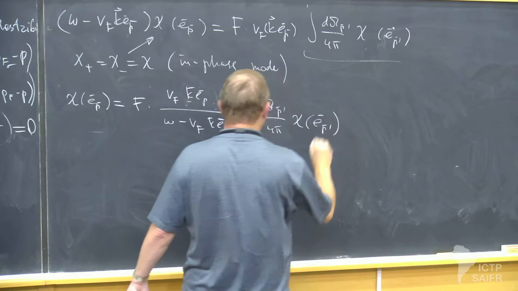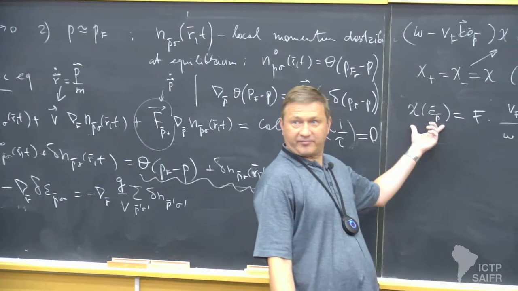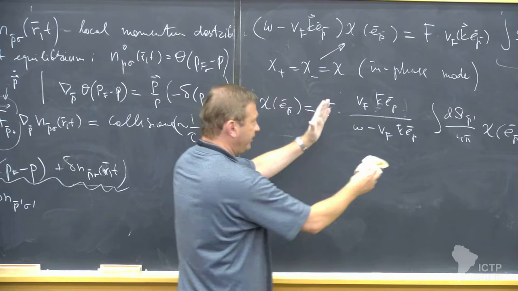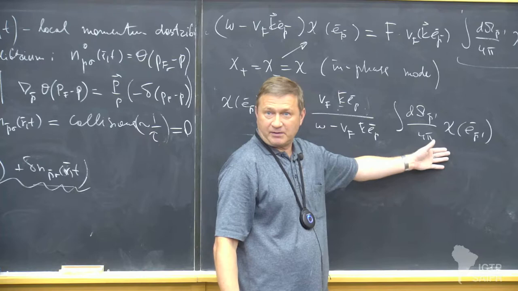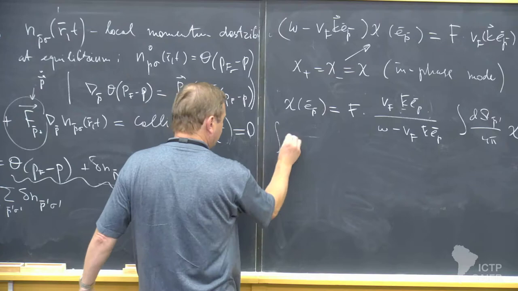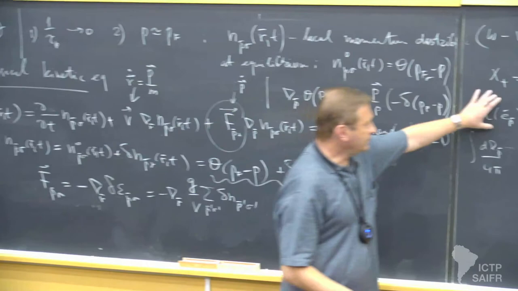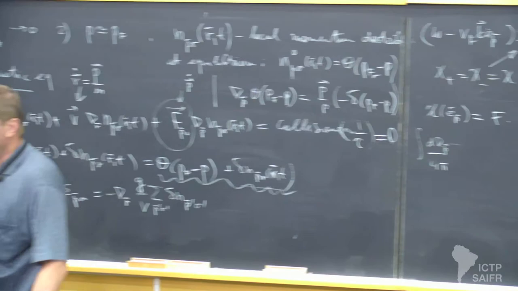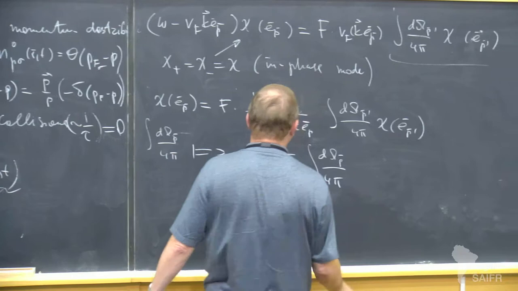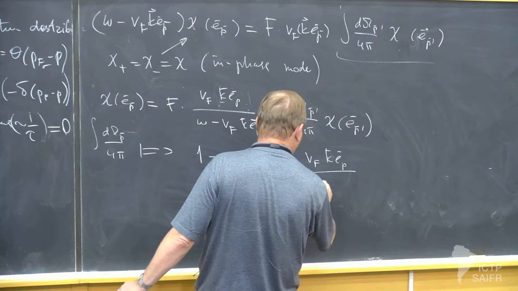Now if I integrate over the direction of p over 4 pi, I will get the same integral, so of course I have to integrate this one on the right-hand side. But this is a number. It is the same number as I would get here, and I cancel it, assuming that this is non-zero, because otherwise it makes no sense. So you just integrate d omega p over 4 pi on both sides. The integral cancels because it doesn't matter how we call it, p prime, p, p double prime or q, whatever. And the equation that you get in the end is 1 equals F integral d omega p over 4 pi v Fermi k p divided by omega minus v Fermi k p.